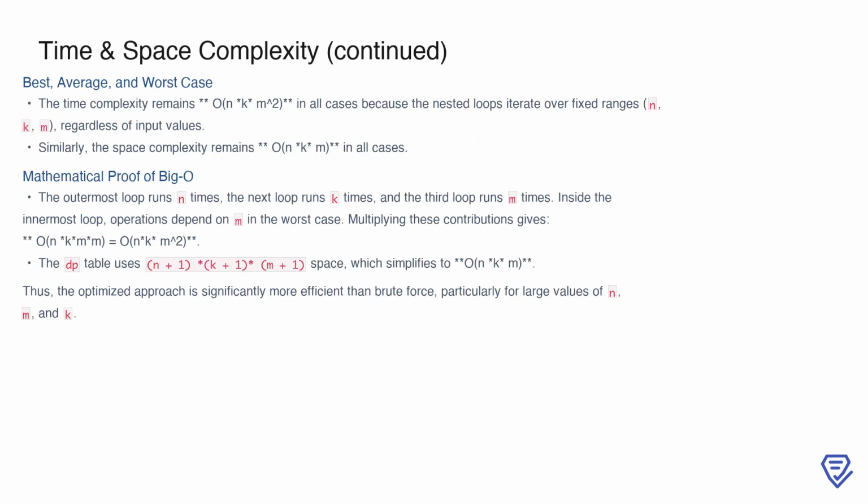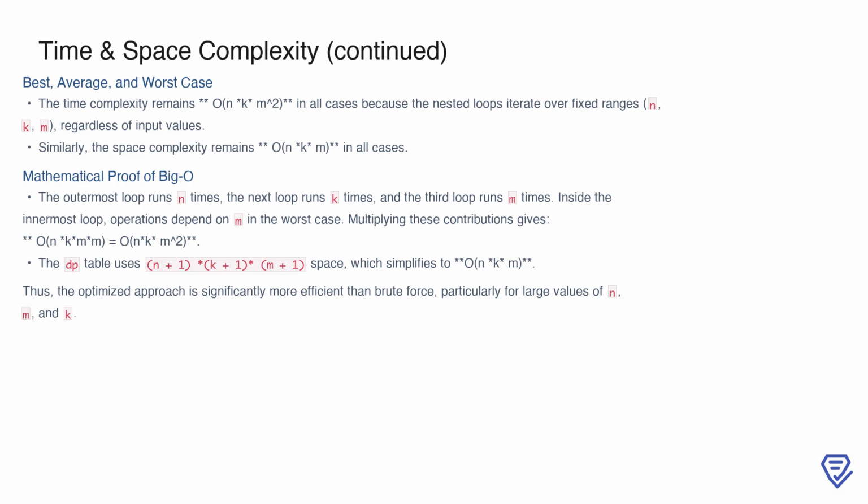Finally, let's evaluate the performance of the optimized approach across different scenarios. The time complexity remains n times k times m squared in all cases, best, average, and worst, because the nested loops iterate over fixed ranges determined by n, k, and m, regardless of the specific input values. Similarly, the space complexity is consistently O(n*k*m), as the size of the DP table depends only on the input dimensions.